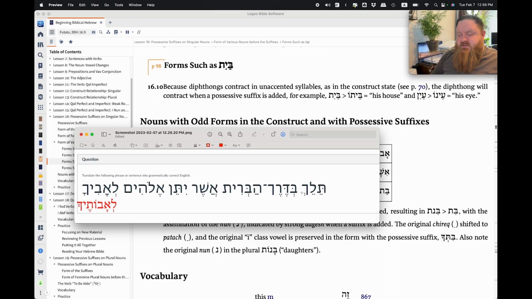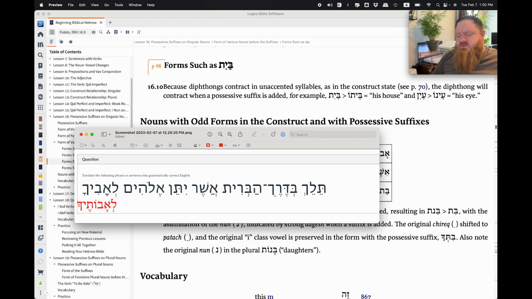bederech habrit, in the way, remember this is definite because this is definite, in the way of the covenant which, or the covenant that, someone, namely Elohim le'avicha, God, this is not part of God's name. Elohim, which someone, namely Elohim, which Elohim will give to your father. So here, you will walk in the way of the covenant which Elohim God will give to your father. That's the correct translation there.